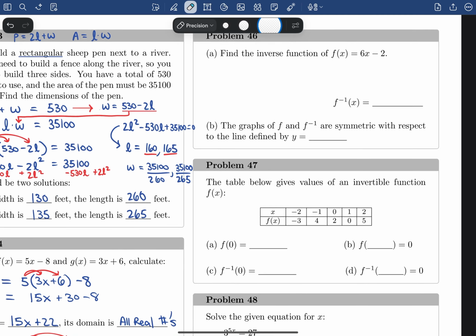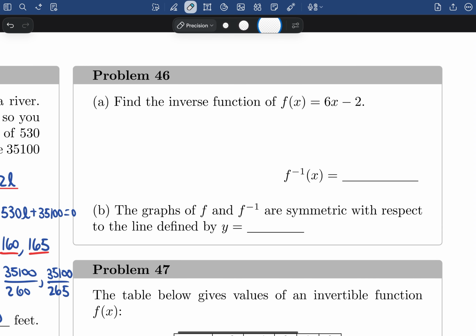Moving on to problem number 46. Find the inverse function of f of x equals 6x minus 2. Now, in our notes of section 10.1, we talked about a four-step process, and that four-step process begins with turning f of x into y. So step 1, turn f of x into y. Here I go, y equals 6x minus 2. Remember, f of x is y, so we could always turn f of x into y or y back into f of x.